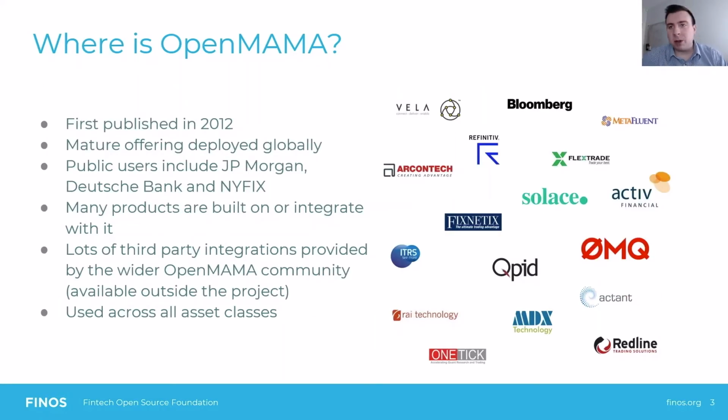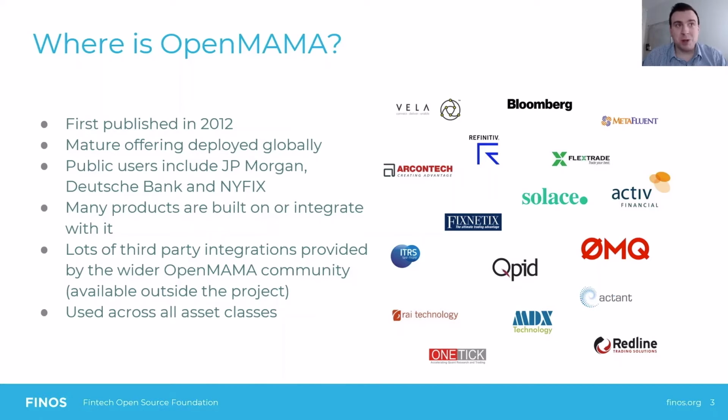So if you have a look around as to where it is and where it's deployed, it was first officially published in 2012. It comes from a long line of non-open source APIs which have been in production for decades. So it's very much a mature offering that has a lot of production miles behind it. With the nature of the client base involved though, there's not a huge amount of publicly declared people who use it. But there are some out there.